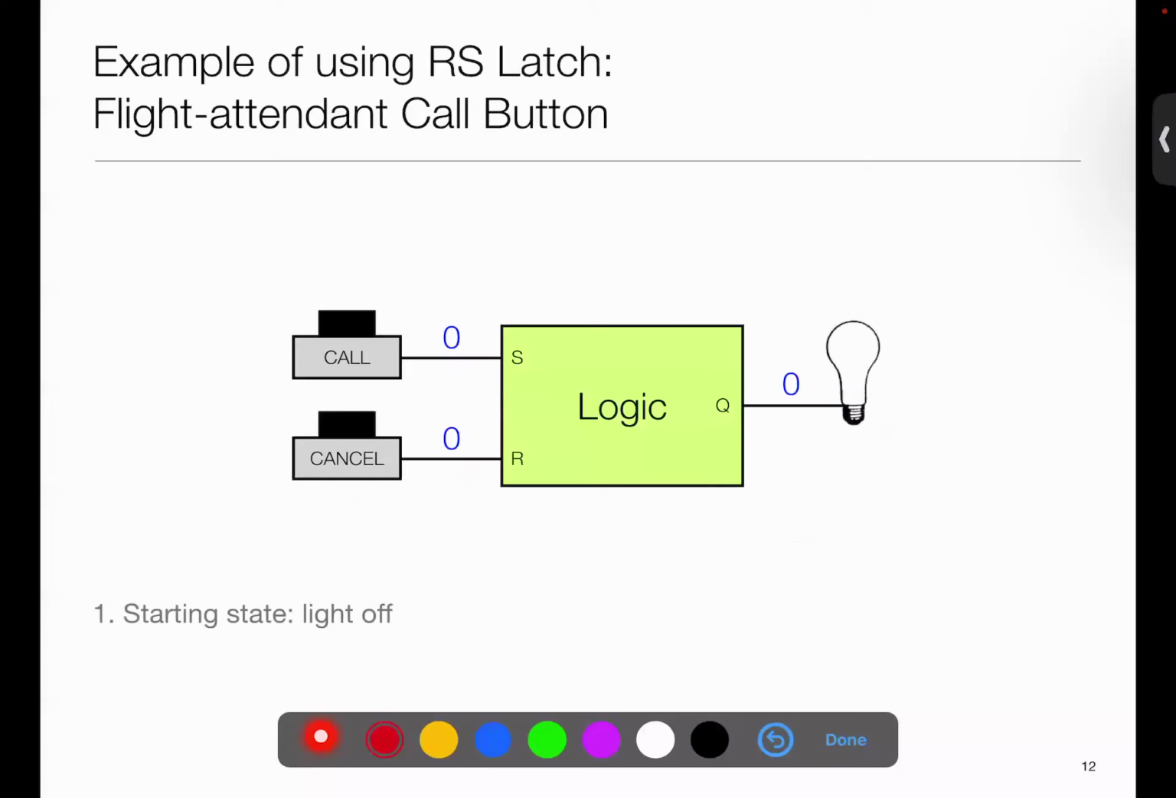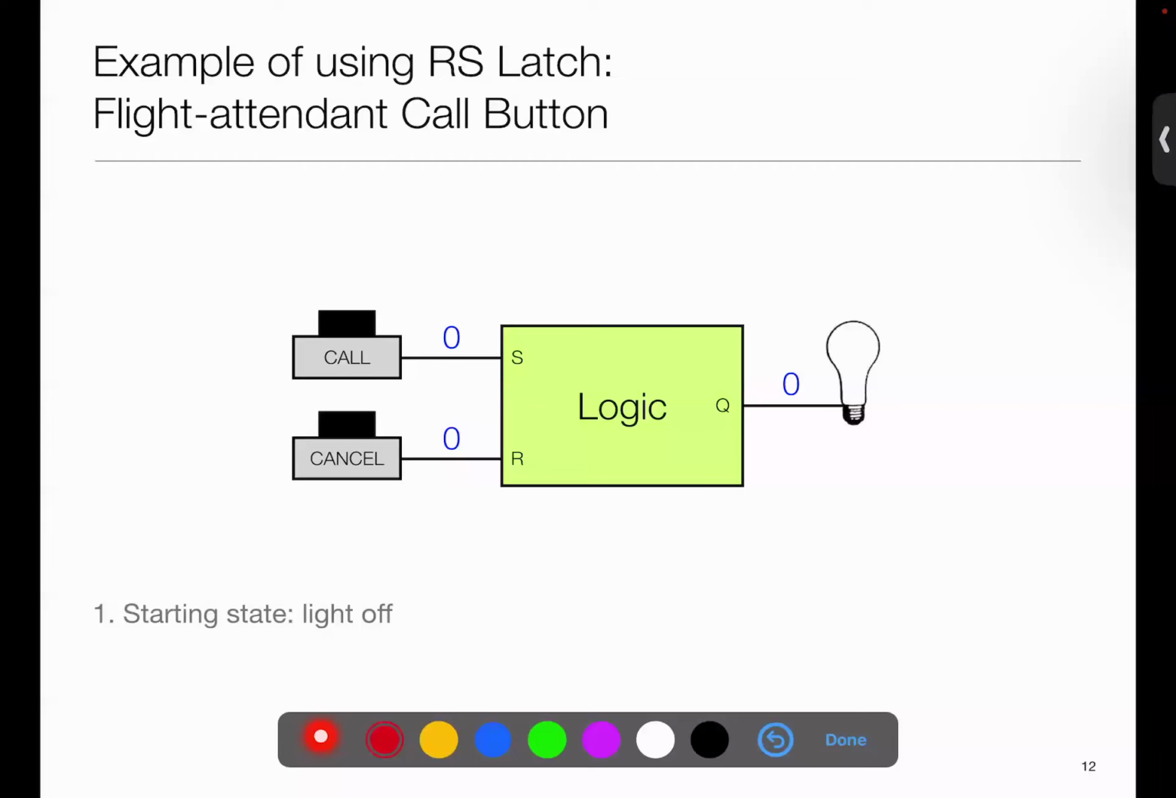Now where can we use that? A good example is that when you fly in a plane, you have these call buttons for the flight attendant. I can press the call button, the light goes up, and then usually there's a cancel button. If I press the cancel button, or the flight attendant presses the cancel button, then the light goes off. In between button presses, the light holds its value. If I press the call, the light remains on, and when the flight attendant comes and presses cancel, the light becomes off and stays off until the next time.